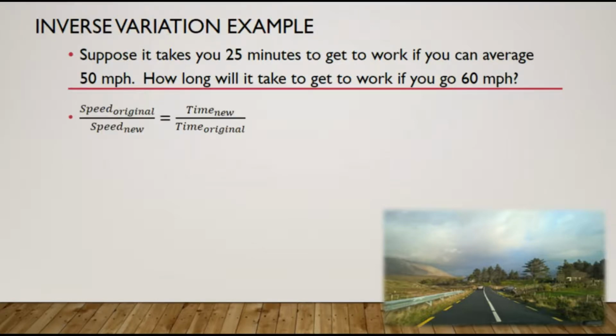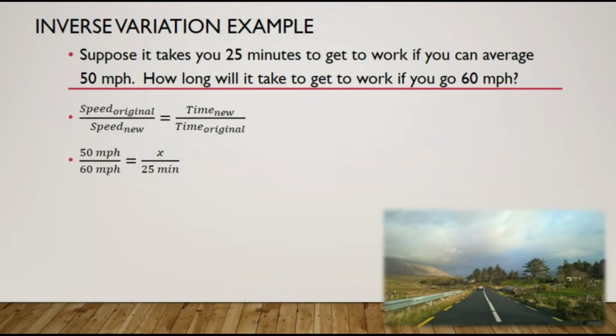Speed original over speed new equals time new over time original. Substituting in the numbers from the problem, we have 50 miles per hour originally over 60 miles per hour, our new speed, is equal to our new time, that's what we're looking for, over the original time of 25 minutes.